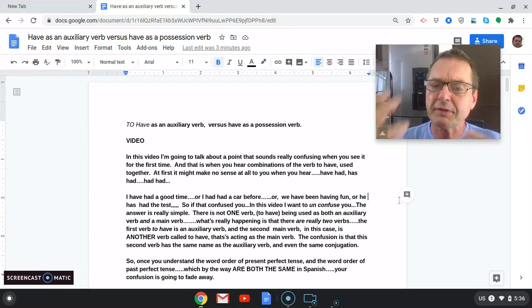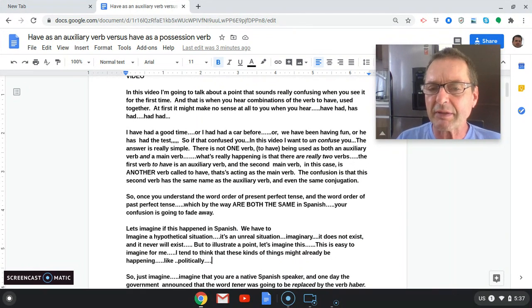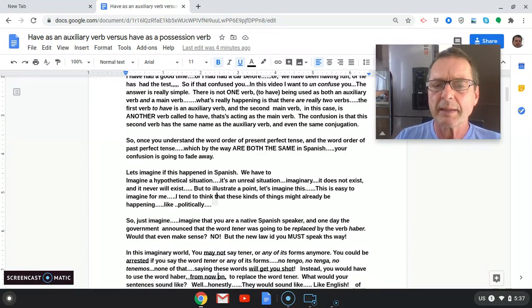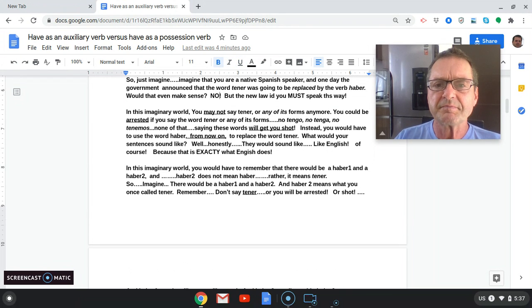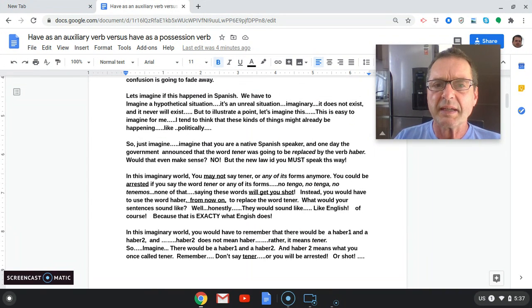So once you understand that's what's going on, you'll see when you look at, for example, the present perfect tense and the past perfect tense forms, which, by the way, are the same in Spanish in word order. You'll see that in a minute. Your confusion will fade away to nothing. So in order to illustrate what's happening in English, I'm going to give you a hypothetical situation, an unreal situation, an imaginary situation that does not exist and never will exist.